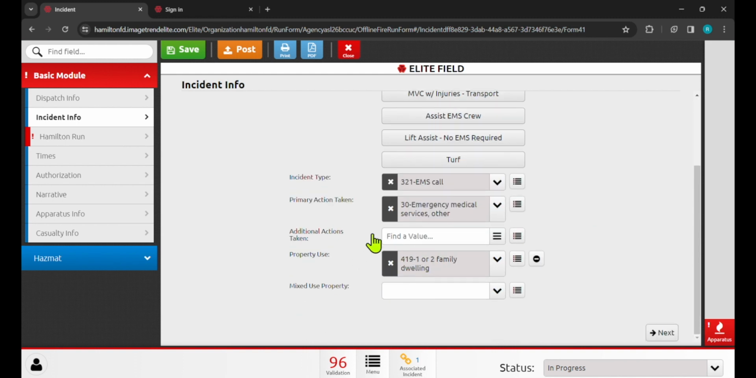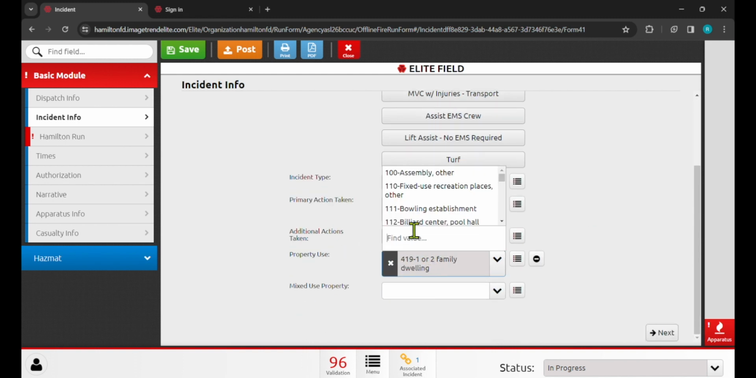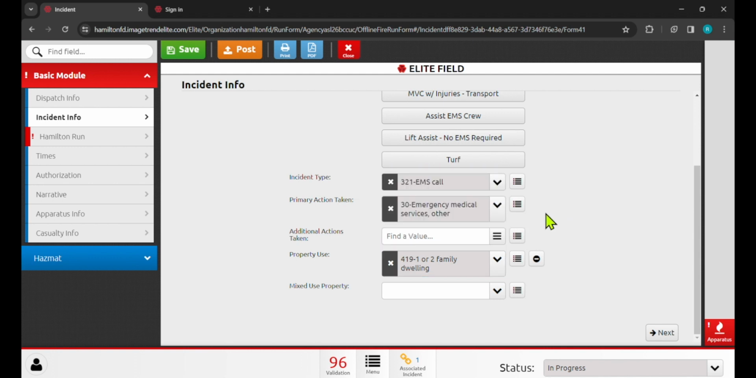And this property use, this can be a tough thing to use. We have it tandemed with the EMS report, so we chose single family residence. So we've married single family residence on the EMS side and 1 or 2 family dwelling on the fire side. So it merged it. It's not like it brought it over exactly, but it knew what it needed.